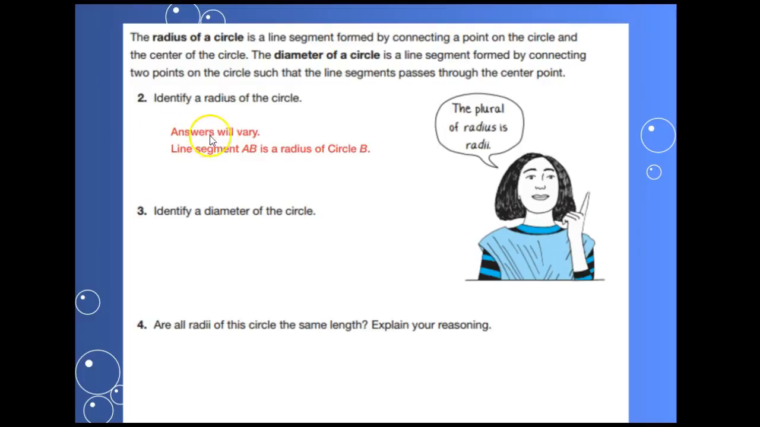Okay, so there are going to be very many different answers, but one of the answers is line segment AB. So line segment AB is a radius of circle B. Why don't you all share the different radii you found, what they are?